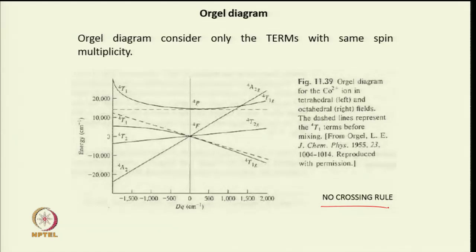What happens is, suppose there are two 4T1 terms, this one 4T1 and this one 4T1. There are two terms, one due to F, another due to P. So, what will happen is that they will not cross each other, and instead they will deviate: this will go up and this will go down. If you look here, this is now deviating up and this is going down, and that is known as the no crossing rule.